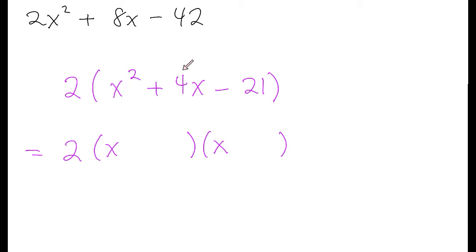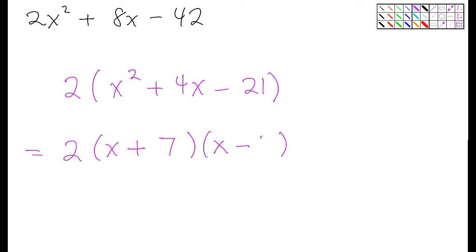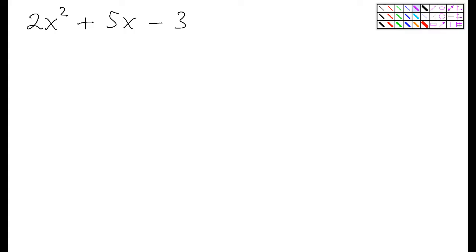You may want to pause the video, see if you can figure out on your own. What I came up with was 7 and minus 3, because if I add those two numbers, I get 4. Those are the two numbers I need in parentheses right here. Plus 7, minus 3. For our final problem, we'll look at a slightly more difficult trinomial to factor.